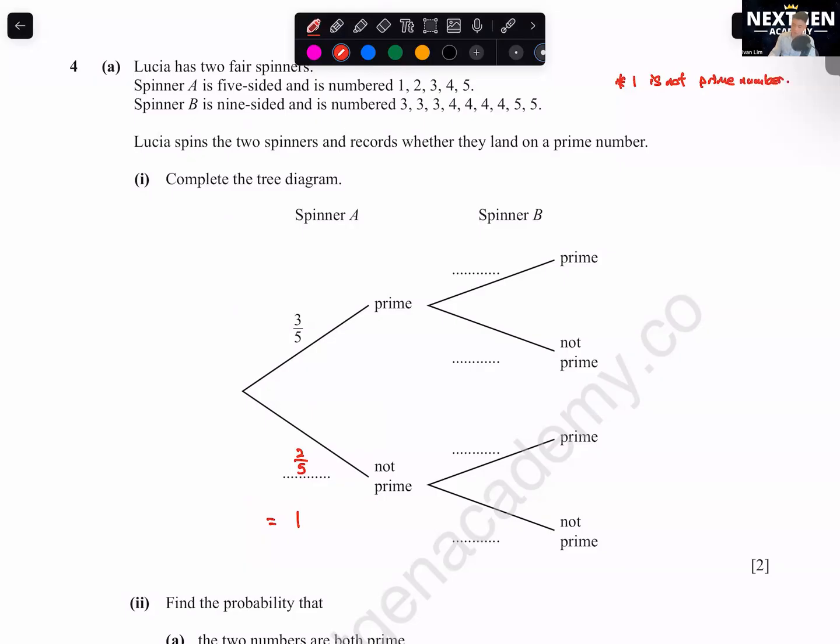Okay, spinner B. Okay, which one is prime number? So how many prime numbers? 1, 2, 3, 4, 5. Out of 9 of it. So here you get 5 over 9. This one 4 over 9. Here 5 over 9. 4 over 9.